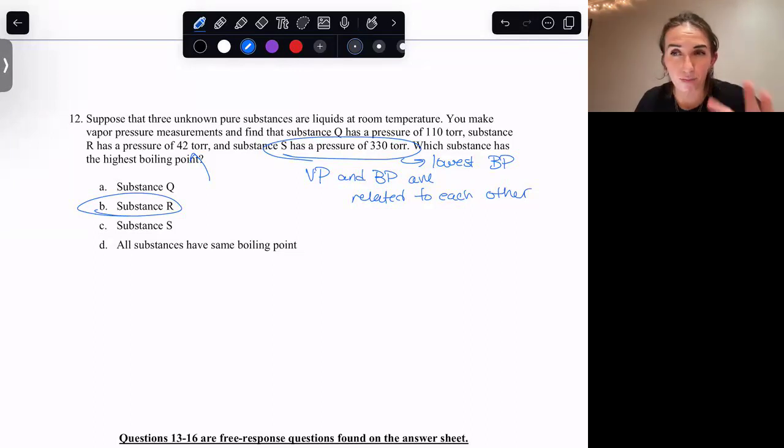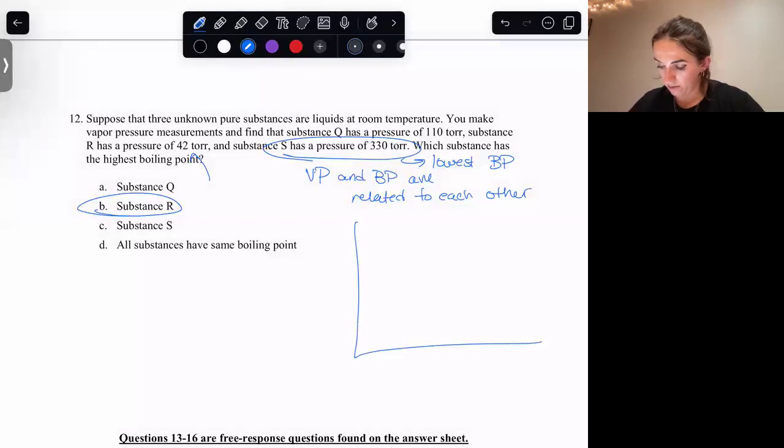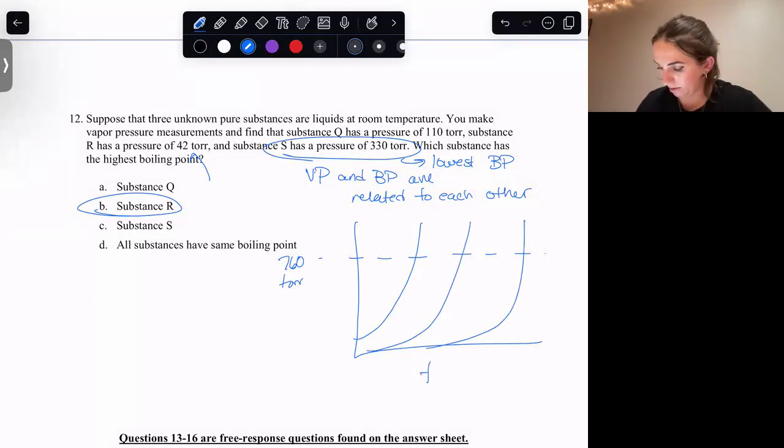We talked about that briefly at the start of class today, with the diagram with all of the, like this is 760 torr, right? And you had your different substances going like this. At what temperature? This was the temperature that they boil. Does that help? Question 12.